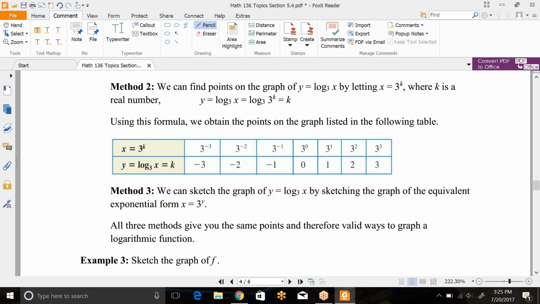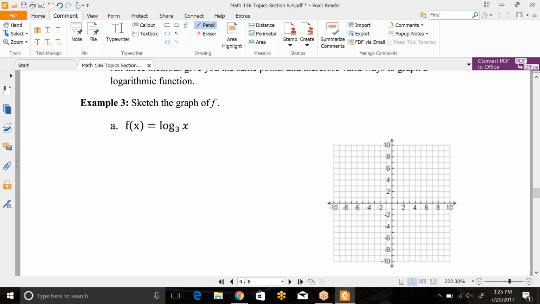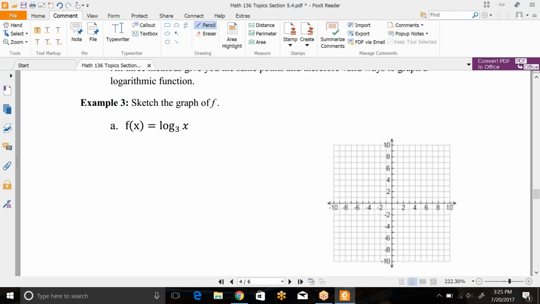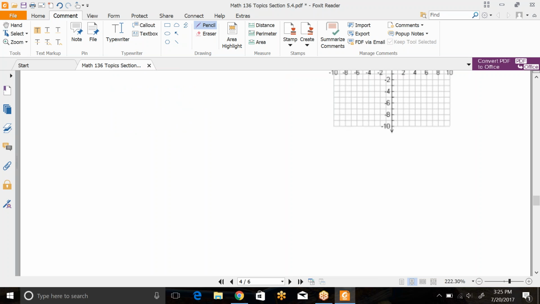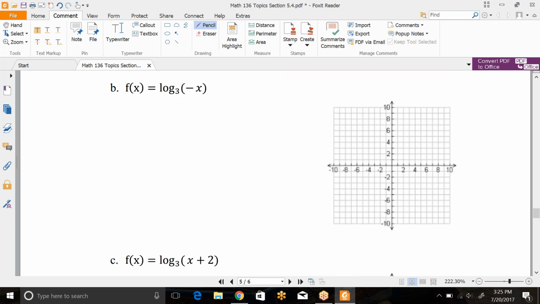So we learned that, and there were 3 methods you could use to graph. I honestly prefer just converting them to exponentials and then making a table where you pick the y's and you find the x's. Seems to work for most students instead of trying to flip-flop back and forth between the inverses and stuff. So we need to look at a couple more of these. So let's start with part B.